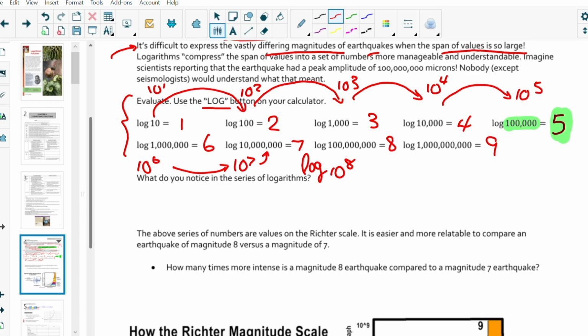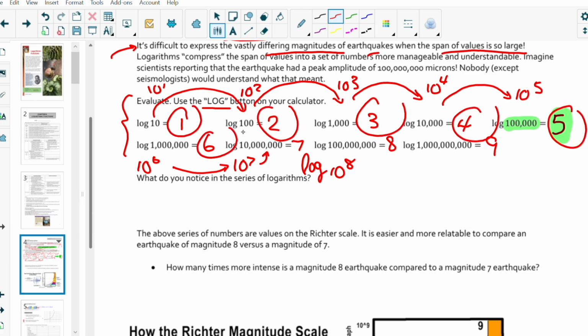Well, if you're looking at this, you're like, well, Mr. Kim, that's the Richter scale right there. Look at those Richter scale numbers. What do you notice about the logarithms? Okay, pause here. What do you notice?